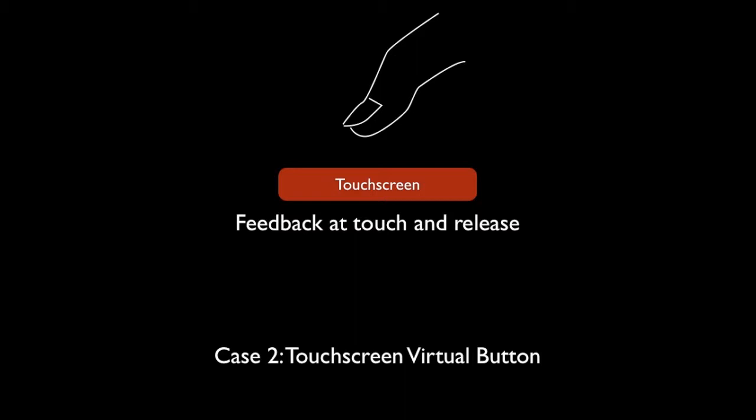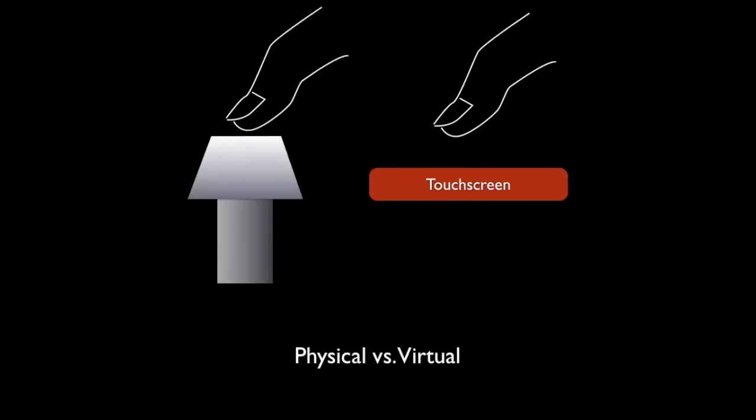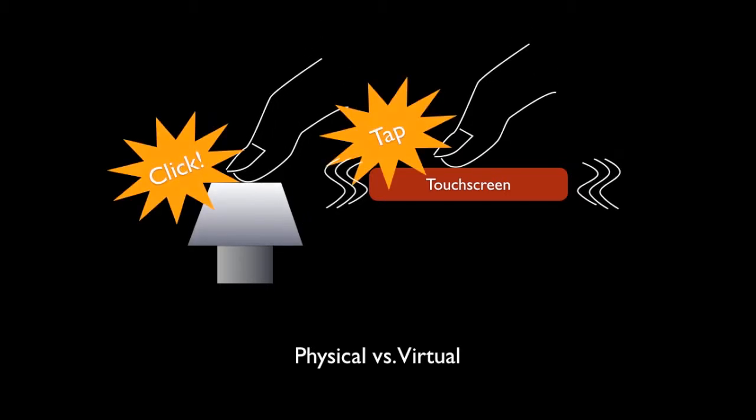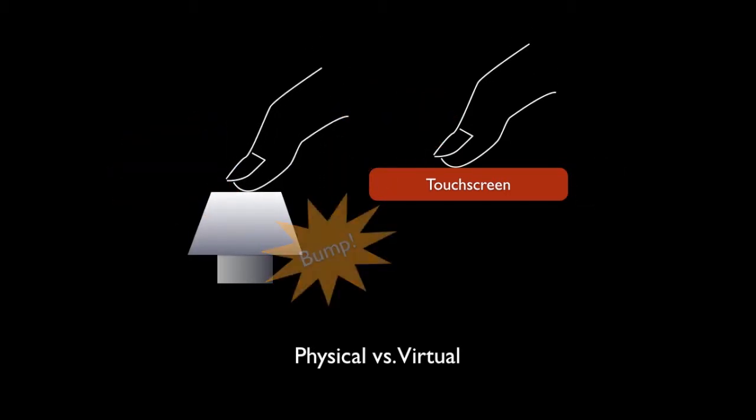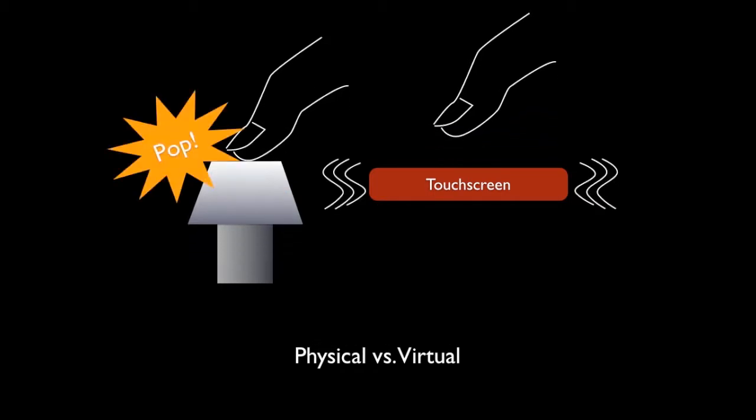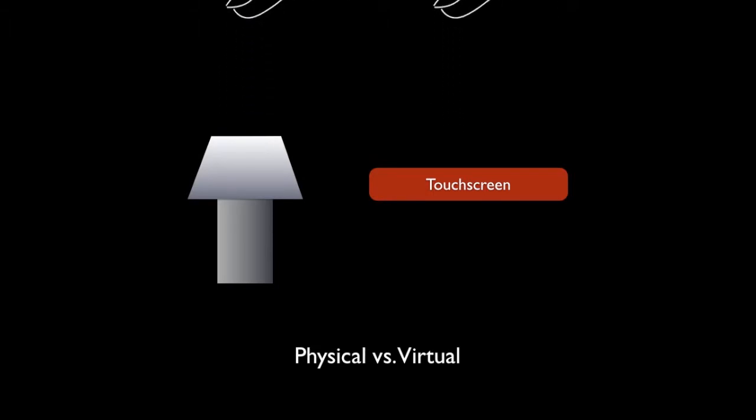However, most virtual buttons on mobile devices provide haptic feedback only at the touch and release moments of the finger movement. We think that this is clearly an oversimplification of the haptic feedback of a real button. We want to design a more realistic virtual button by providing haptic feedback before and after the point of collapse.